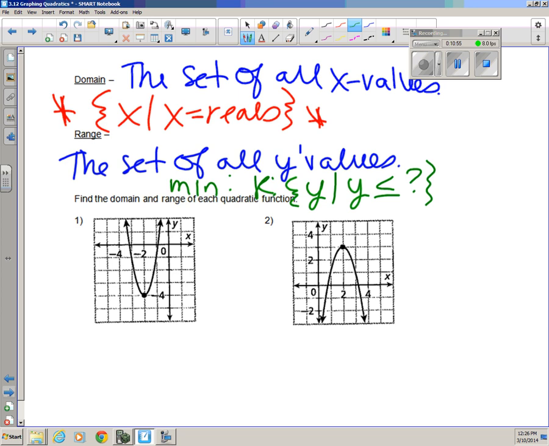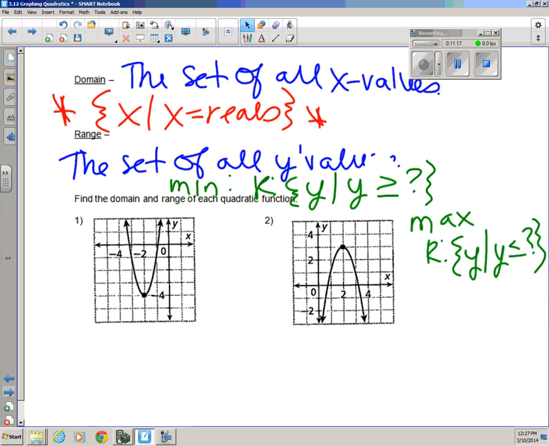If you have a min, your range is the set of all y's such that y is greater than or equal to the y value of the vertex. Sorry, I misspoke earlier. If it's the lowest point, it's all the values greater than or equal to. If your vertex is a max, the highest point, then your range is the set of all y such that y is less than or equal to the y coordinate of your vertex.